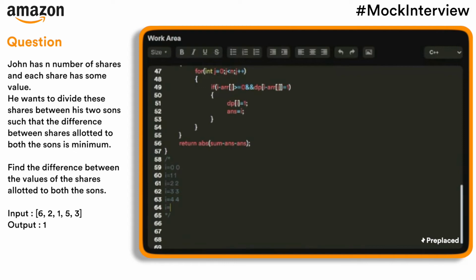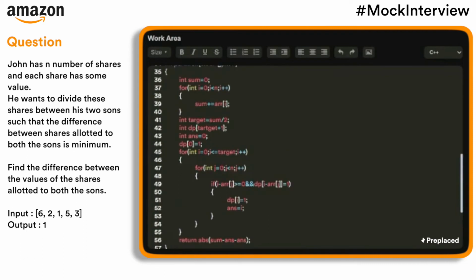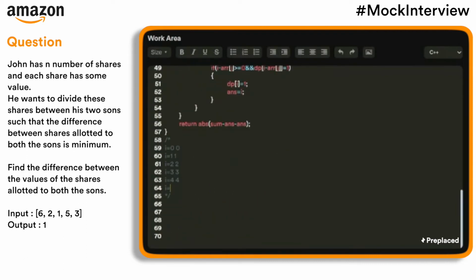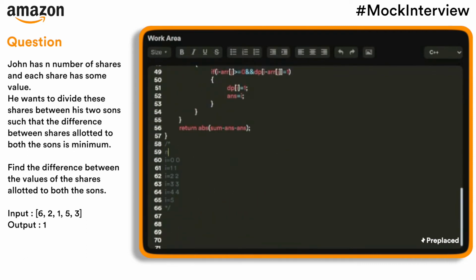And the total sum is 8, 9, 14, 17. So this should go till 8. I less than equals to 8. Okay, so I need total sum equals 17. Target equals 8. So this outer loop would run 8 times.